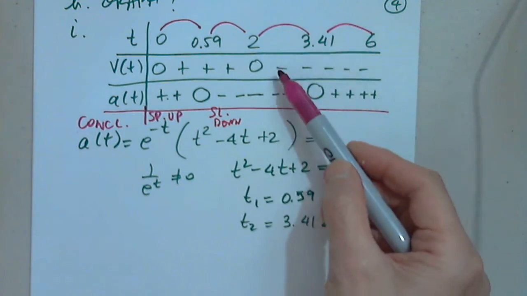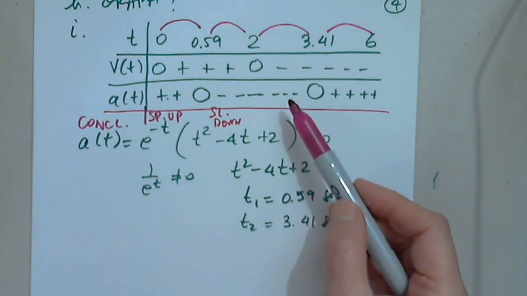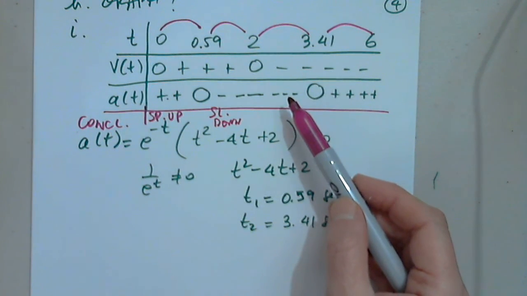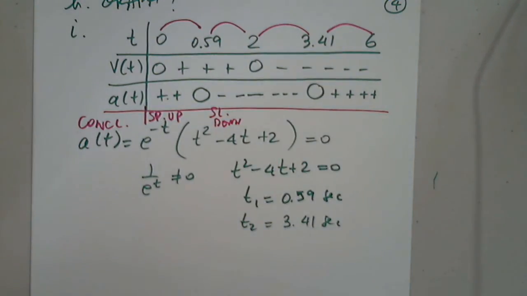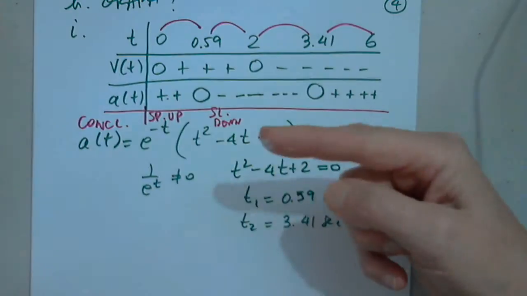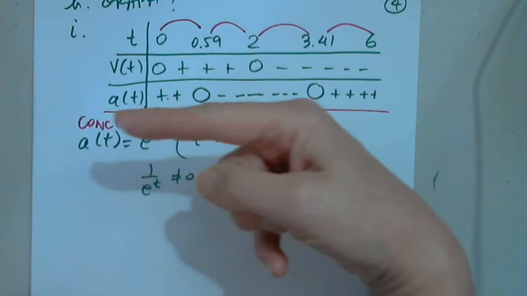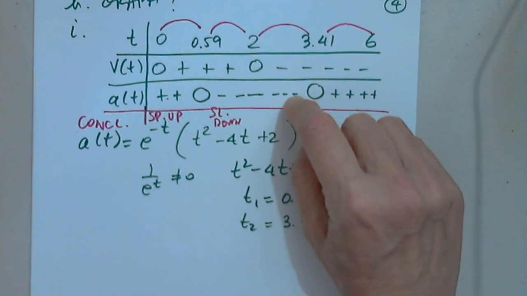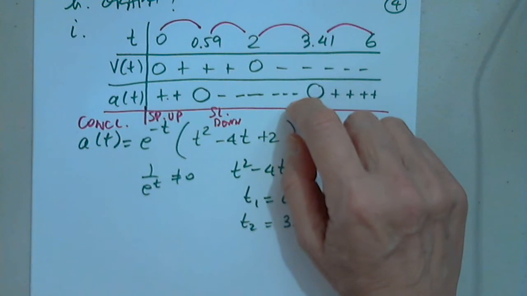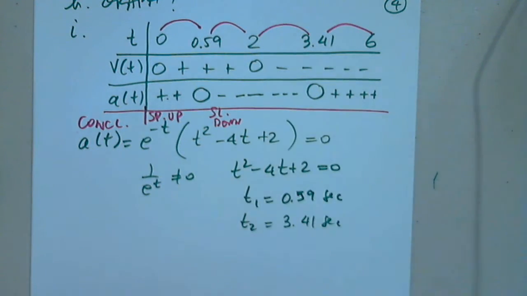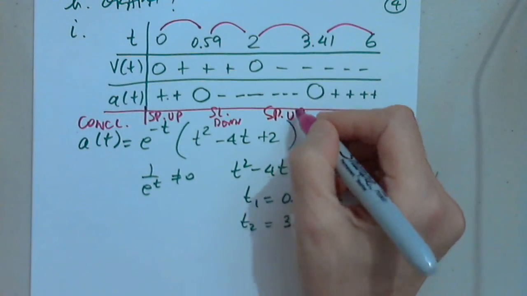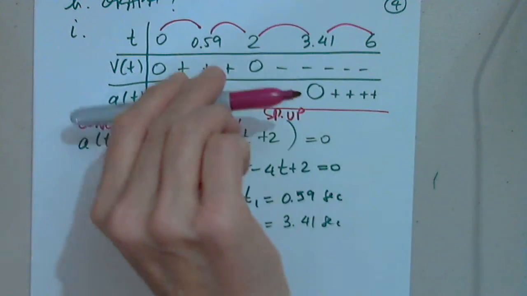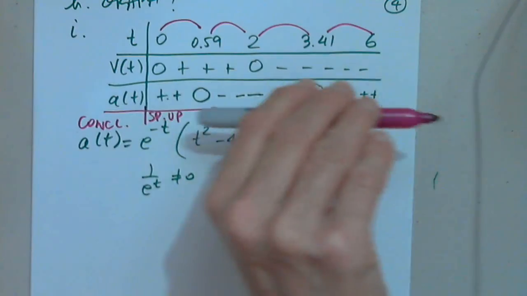Between 2 and 3.41, what's happening here? Speeding up or slowing down? Slowing down. Okay, let's discuss this. The velocity is in this way. The acceleration is in this way, in this direction. They're helping one another. They're not against each other. It's like I ride my bike and I have a tailwind or backwind. Does that speed up just in a negative direction? Yes, speeding up.